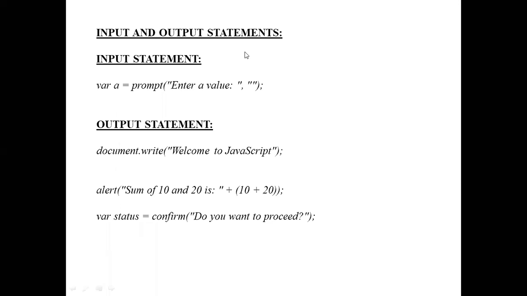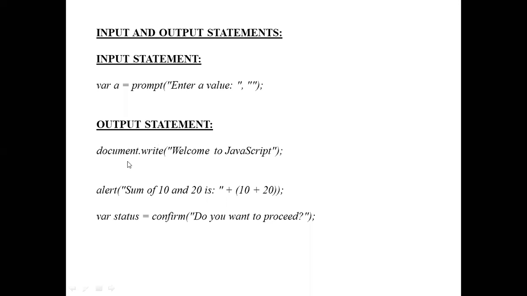Now, the output and input statements in JavaScript. Suppose you want to give input to JavaScript: var a = prompt("Enter a value"). This is the input statement in JavaScript; it allows the user to enter an input. Next, the output statement is document.write, whatever output, for example "Welcome to JavaScript", is the output string.